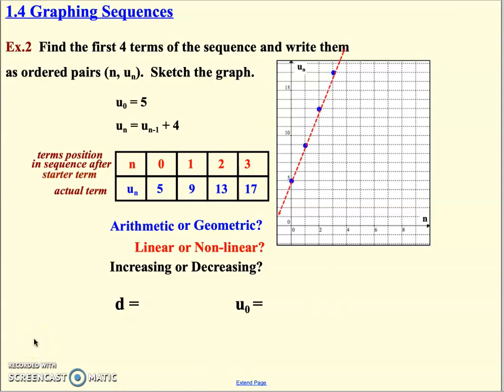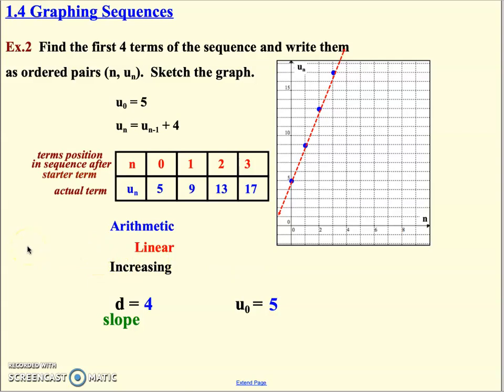But I knew that already from the previous discussion that arithmetic is linear, right? And so my d is 4, my u sub 0 is 5. Remember, this is actually a slope. And I can now circle the things that I know are true. Where it's arithmetic, it's linear, so I'm going to take those out. Increasing or decreasing is easy enough. Just track your values as you go left to right. As I go left to right, clearly we're increasing. So we can say it's increasing.